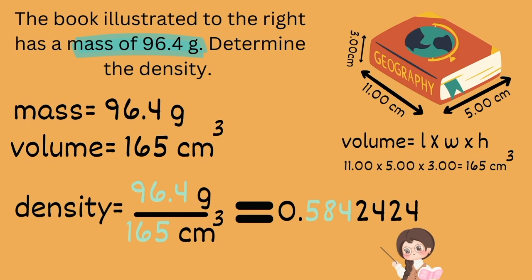Also, don't forget to round the last number if needed. So for example, if it was 0.5846, then our answer would be rounded up to 0.585.